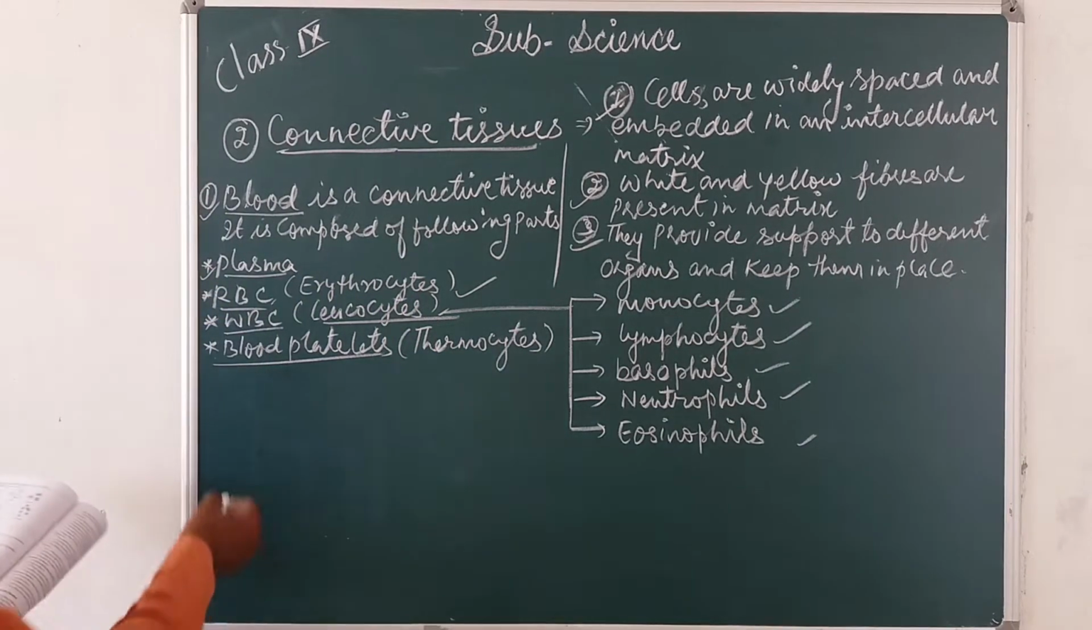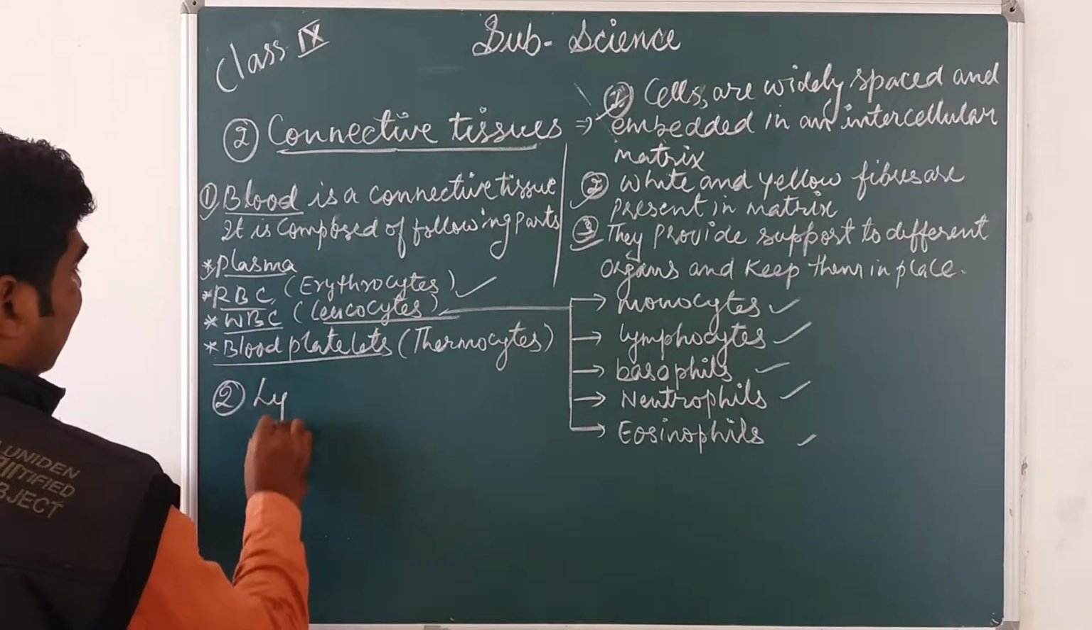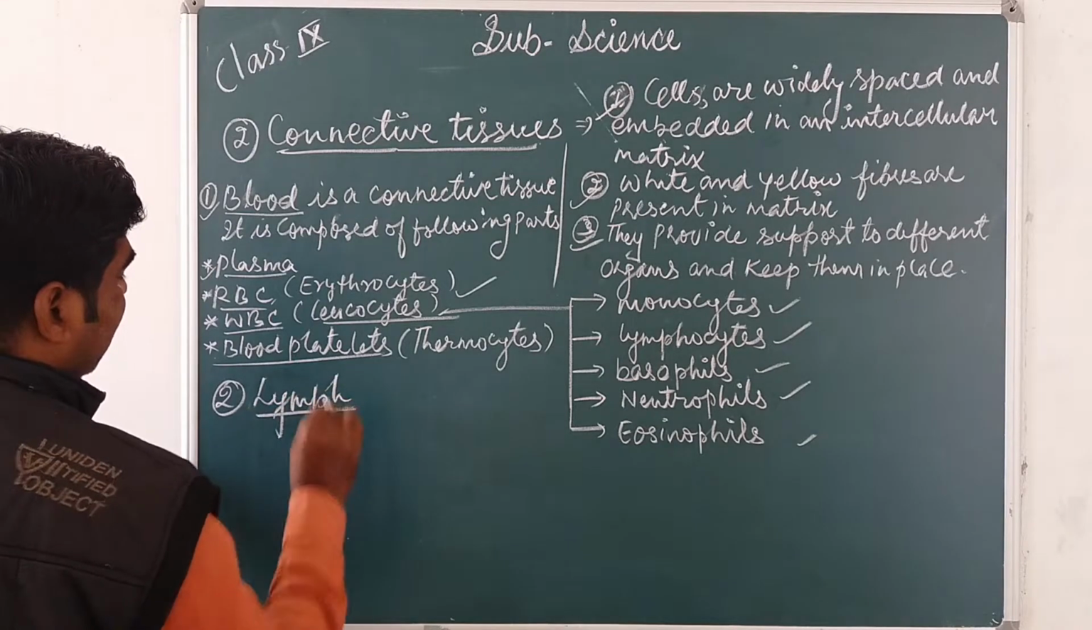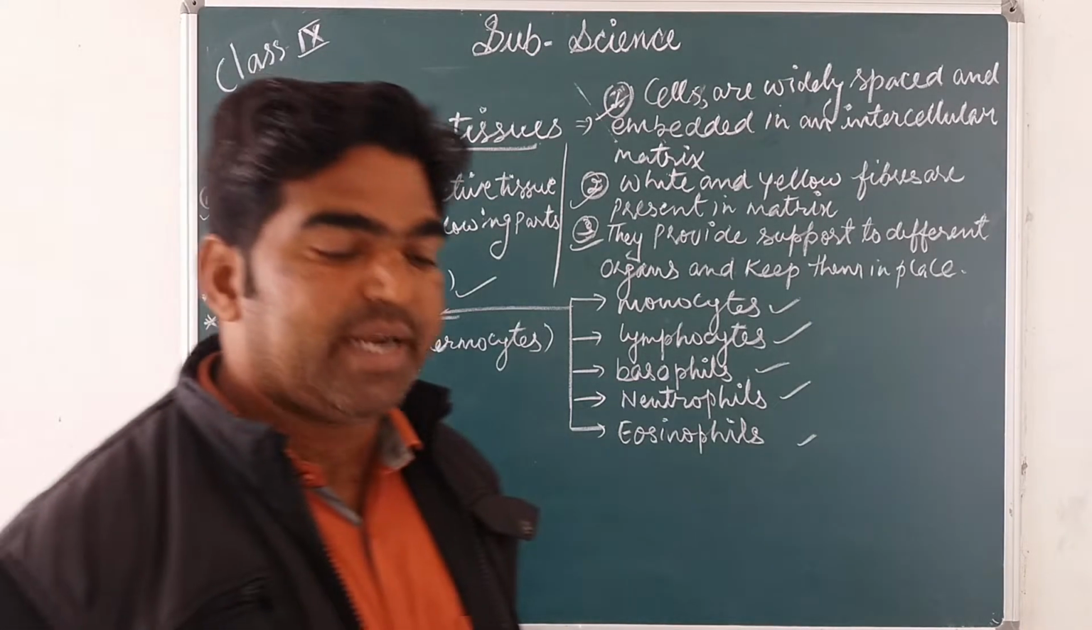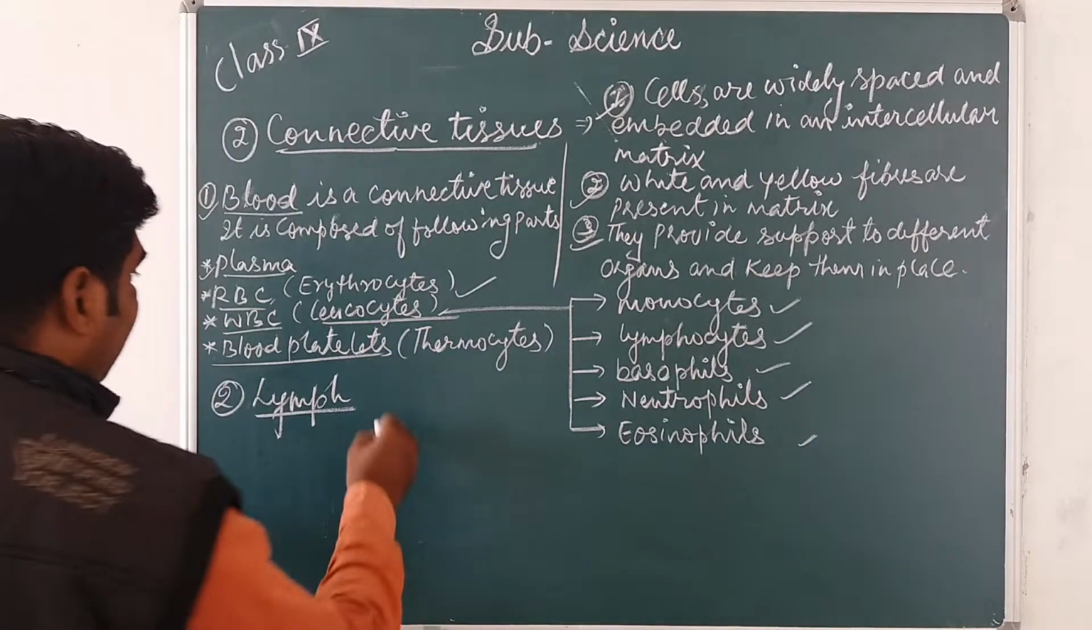Then another liquid, that is lymph. Lymph is also another liquid connective tissue. It is colorless.